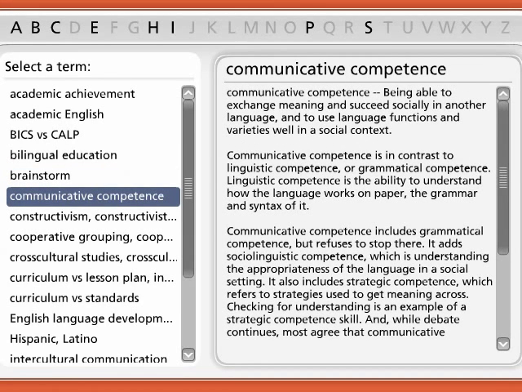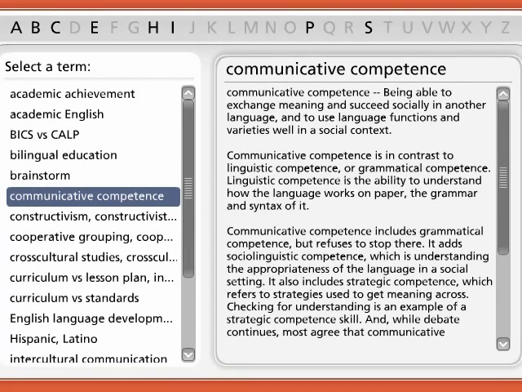Communicative competence. Communicative competence is being able to exchange meaning and succeed socially in another language, and to use language functions and varieties well in a social context. Communicative competence is in contrast to linguistic competence or grammatical competence. Linguistic competence is the ability to understand how the language works on paper, the grammar and syntax of it. Communicative competence includes grammatical competence, but refuses to stop there.